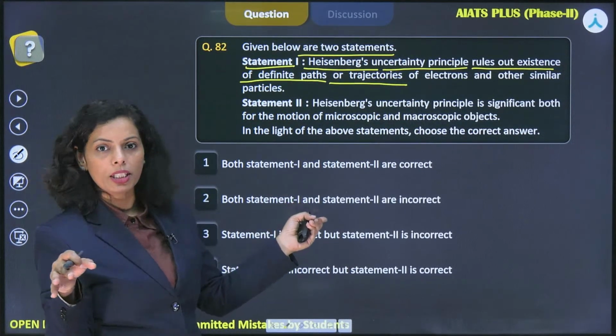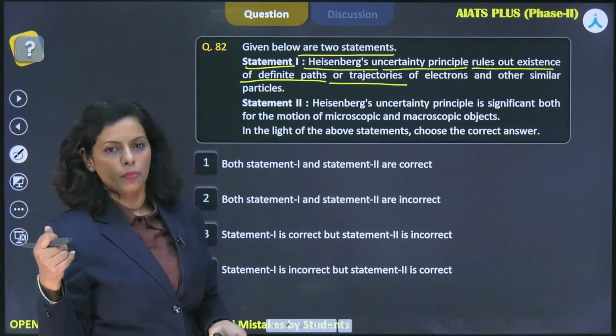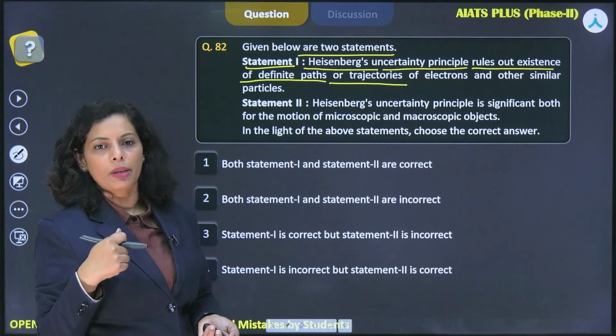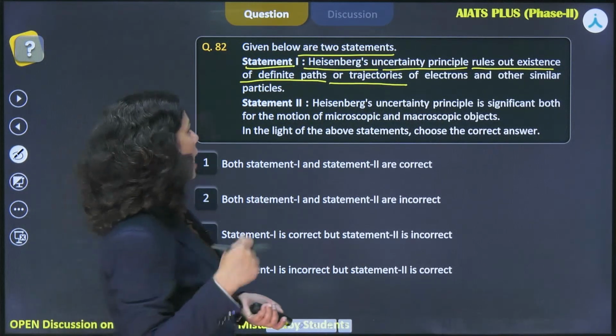Both are incorrect, no beta. Previous question, yes, yes Bikram. You have even written the right statement. Okay, okay, I got it.